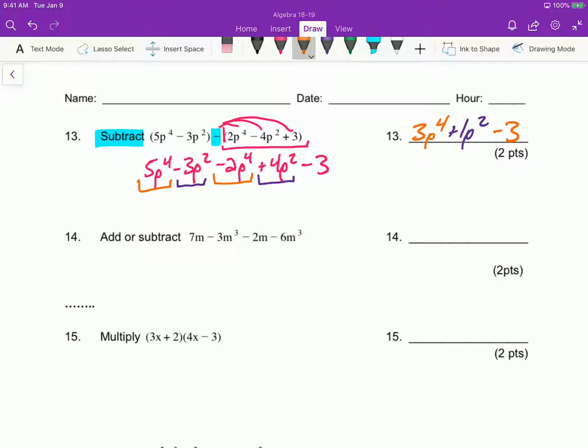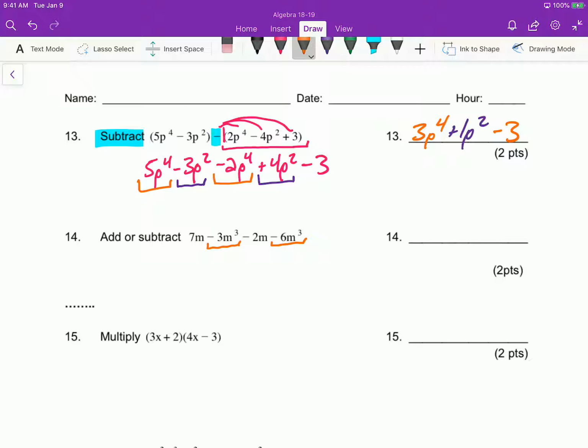Again, add or subtract. This one is supposed to be even easier because there's no parentheses at all. This is just straight up, can you combine like terms? So I noticed that these things have cubes, which is higher exponents. So I'm just going to do those first.